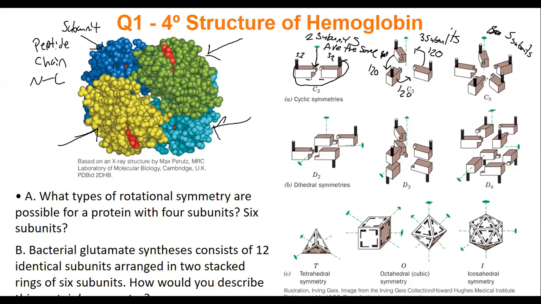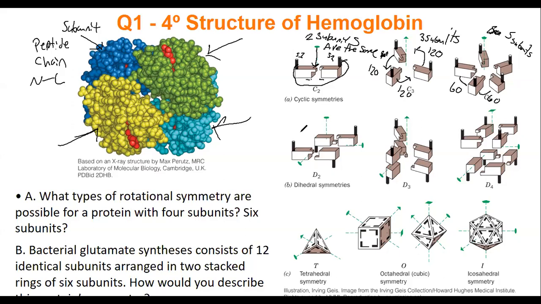What is that? 8, 16, 24, 32, 7, 14. I can't do math right now, 60 degrees. There we go. So in C5, everything is 60-degree mirror image.